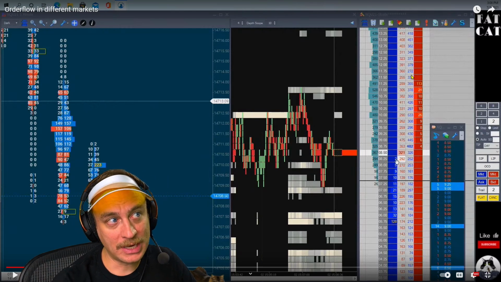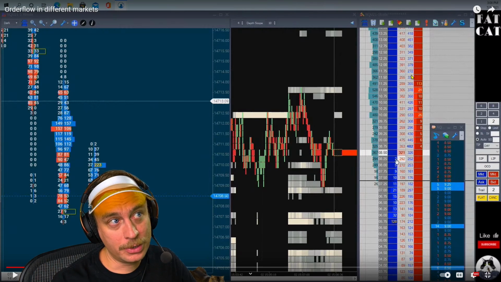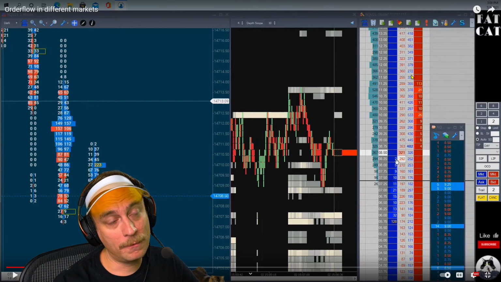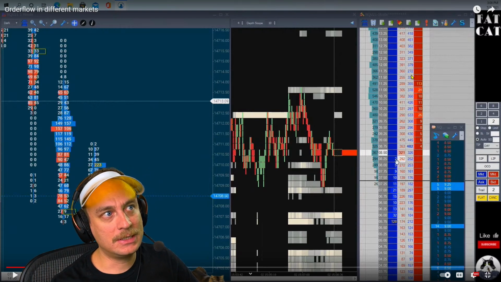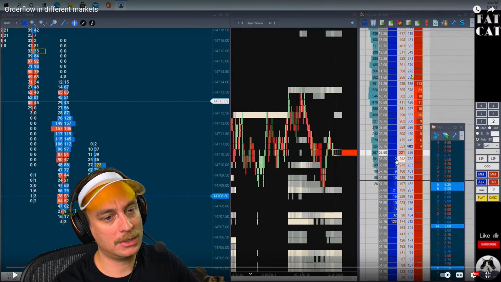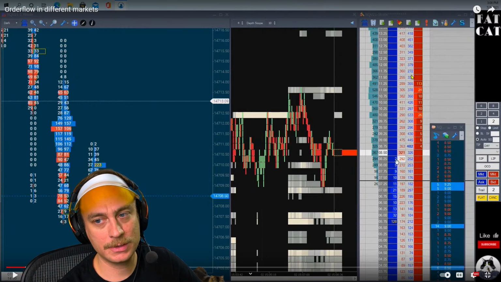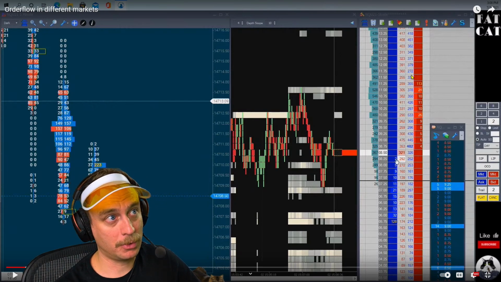So thinner books like this, it takes less volume to move them. Thicker books, it's going to take a lot more volume to move the same amount. So as you can see, having the same type of volume in different markets will have drastically different results, because not all markets are the same. Some are thinner, some are thicker.